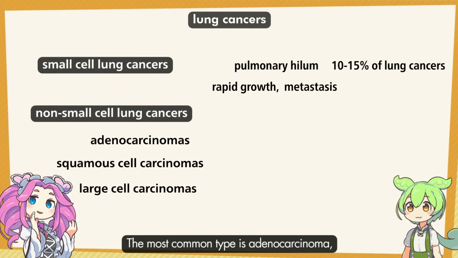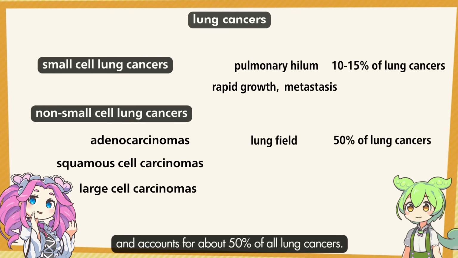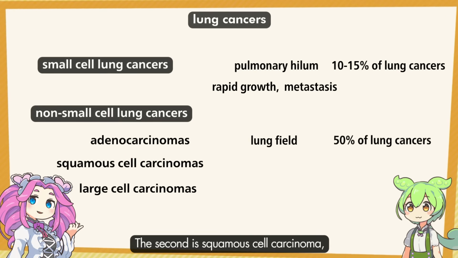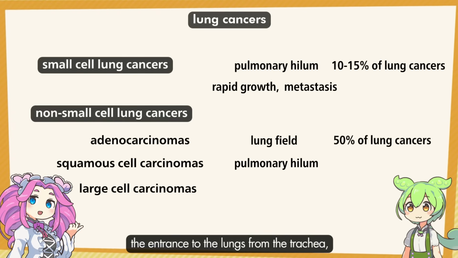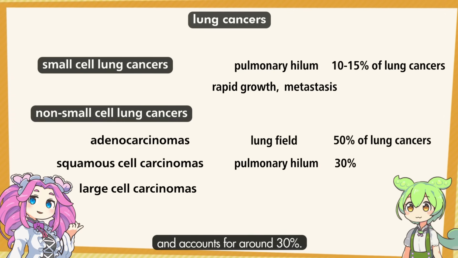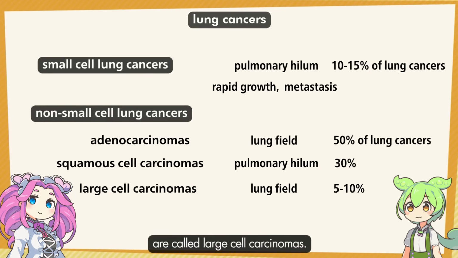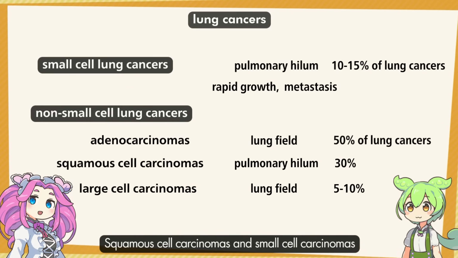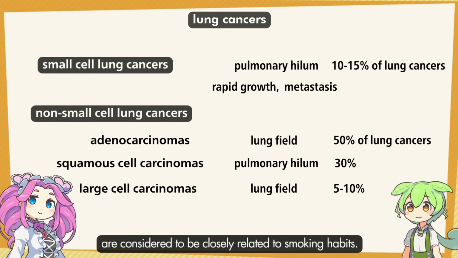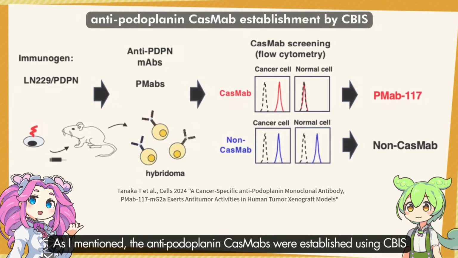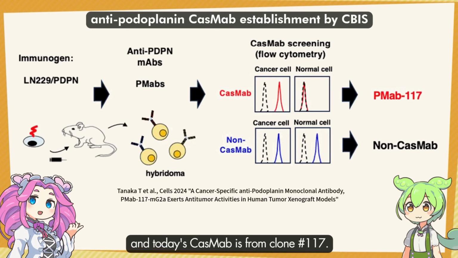Most lung cancers are non-small cell lung cancers, and are further categorized into three according to the tissue of origin. The most common type is adenocarcinoma, which occurs in the lung field and accounts for about 50% of all lung cancers. The second is squamous cell carcinoma, which forms at the pulmonary hilum, the entrance to the lungs from the trachea, and accounts for around 30%. Those judged not to belong to any of these categories are called large cell carcinomas. Squamous cell carcinomas and small cell carcinomas, that occur in the lung hilum, are considered to be closely related to smoking habits.